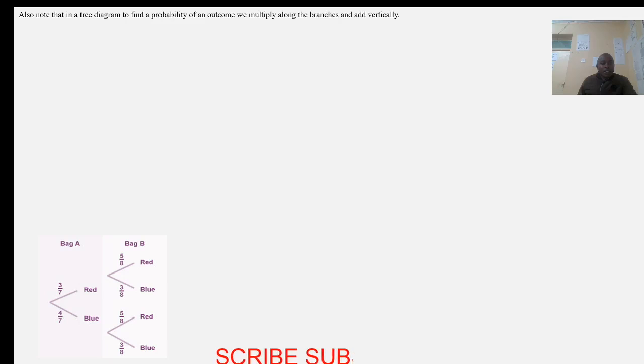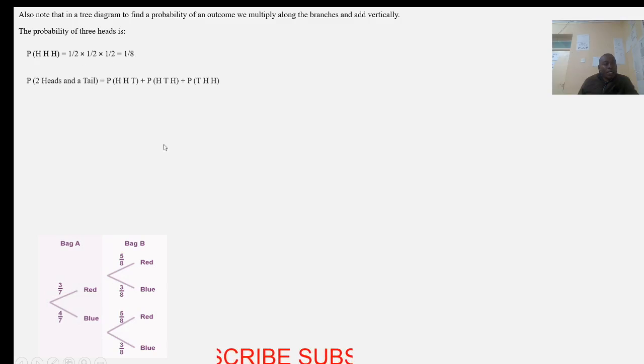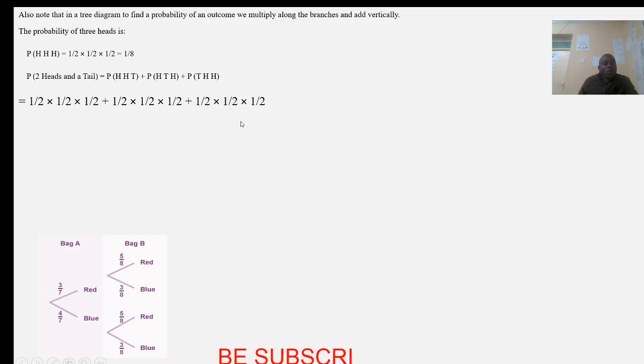You also need to note that in a tree diagram, to find the probability of an outcome, we multiply along branches and add vertically. The probability of three heads is half times half times half, which is 1/8. The probability of two heads and a tail is the probability of head, head, tail, plus probability head, tail, head, plus probability tail, head, head. So you calculate that and get 1/8 plus 1/8 plus 1/8, which gives you 3/8.